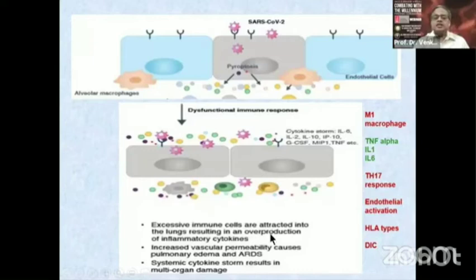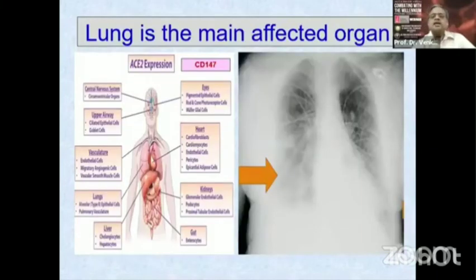In these, there's excessive immune cell attraction into the lung, overproduction of inflammatory cytokines, increased vascular permeability causing pulmonary edema and ARDS, and a systemic cytokine storm, which we will see. Now, lung is the main affected organ apart from the upper respiratory tract, because the ACE2, the angiotensin converting enzyme 2 expression, is seen in the CNS, upper airway, blood vessels, lungs, liver, gut, kidneys, heart, eyes. In all of these, it can be there.